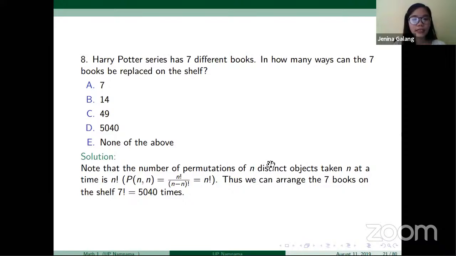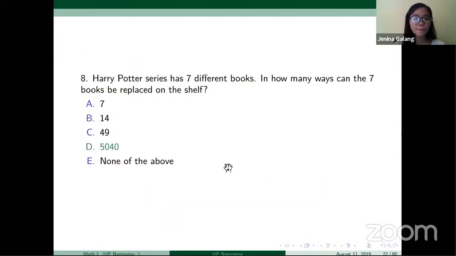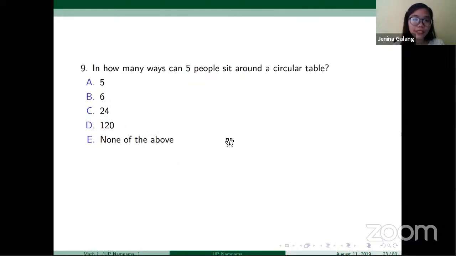So ang formula natin here is n factorial. Thus, we can arrange the 7 books on the shelf 7 factorial, which is 5,040 times. So letter B. Wait lang. So, number 9.